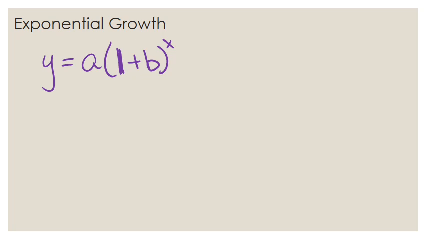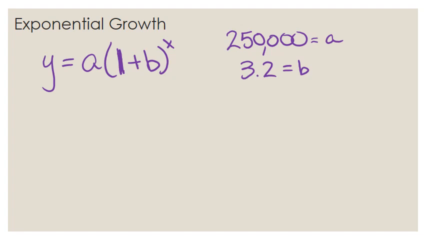So for example, if I had a population, let's say, that was 250,000, that would be my initial amount. And let's say it's growing by 3.2%, that would be my b value. And I want to know how much the population grew in 10 years. So that would mean 10 would be my x value.